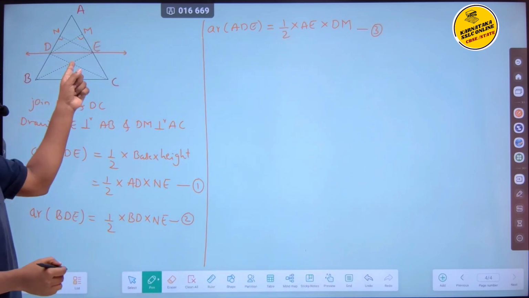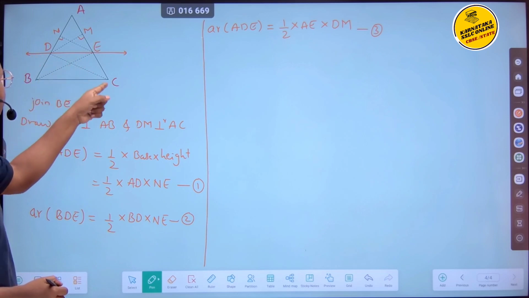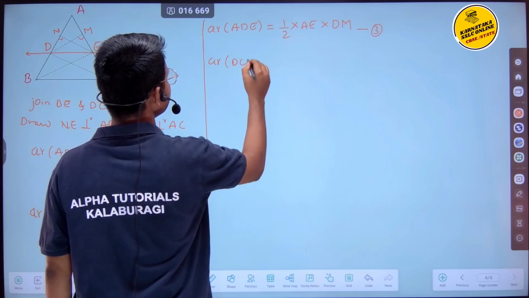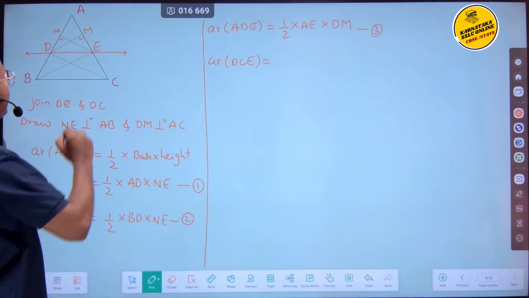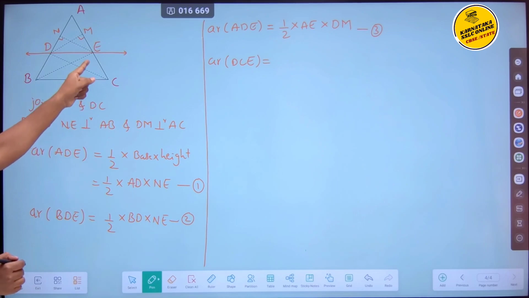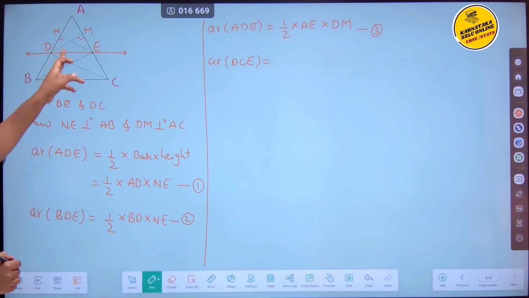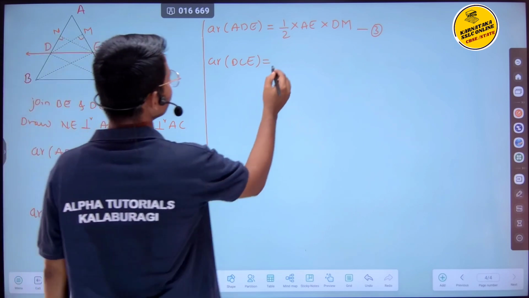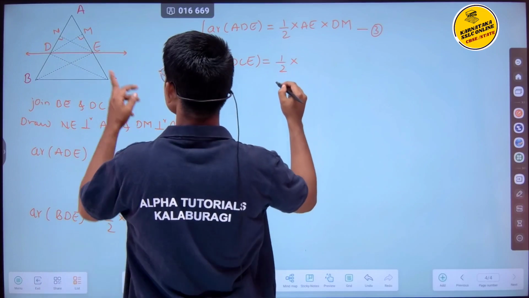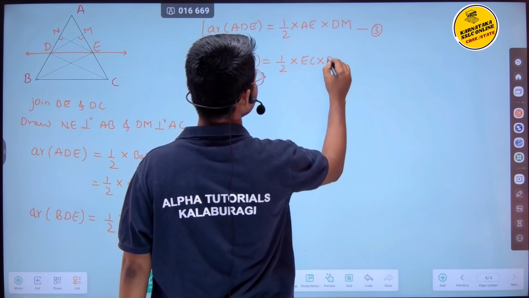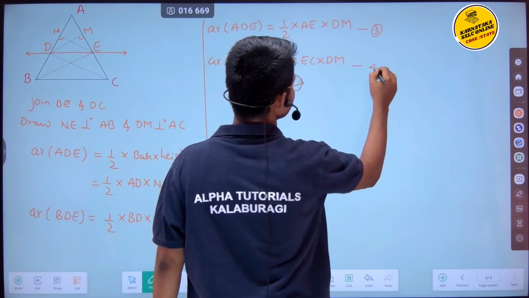Similarly, here one more triangle is left, triangle DCE. Again I'll find the area of triangle DCE. For this triangle there is no perpendicular line inside the triangle; you can find it outside. There is a 90 degree outside of this triangle. It means the base is going to be EC and height is again DM. So half into base EC, and height, which is outside of this triangle, is again DM. Call this equation 4.